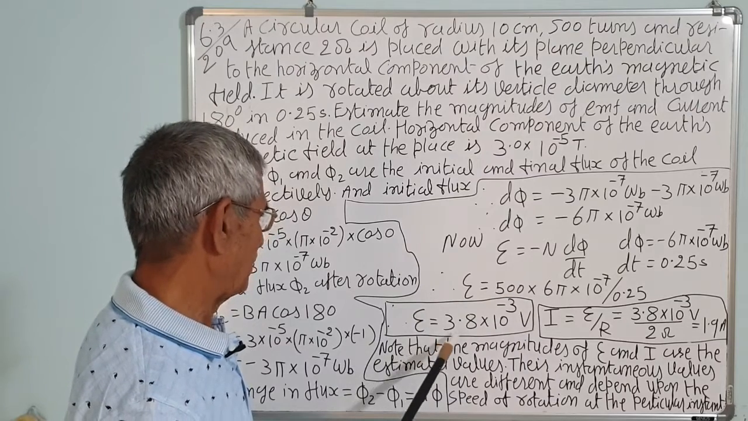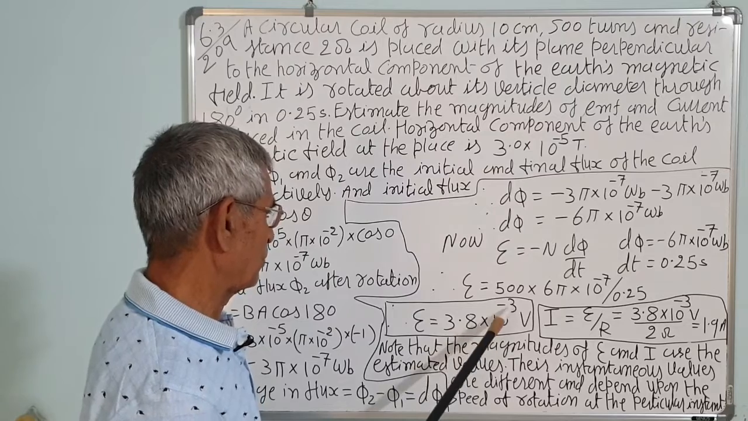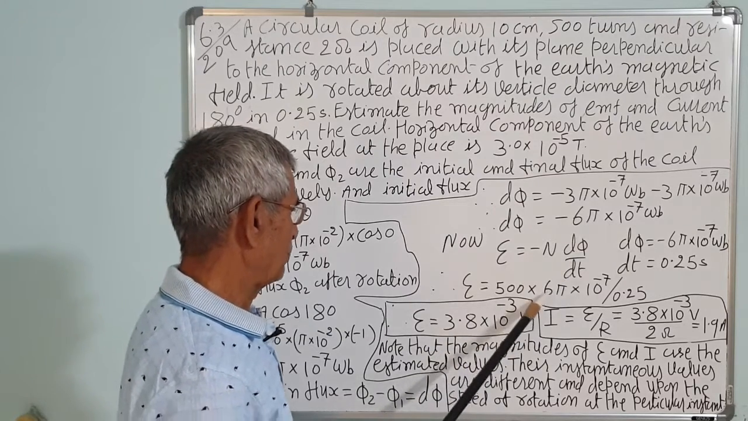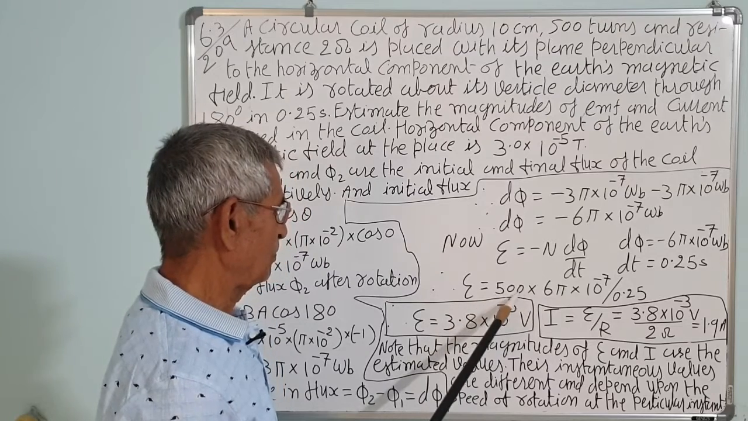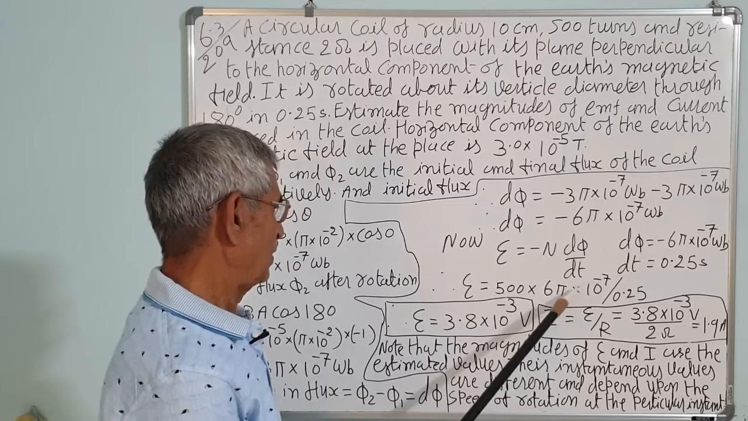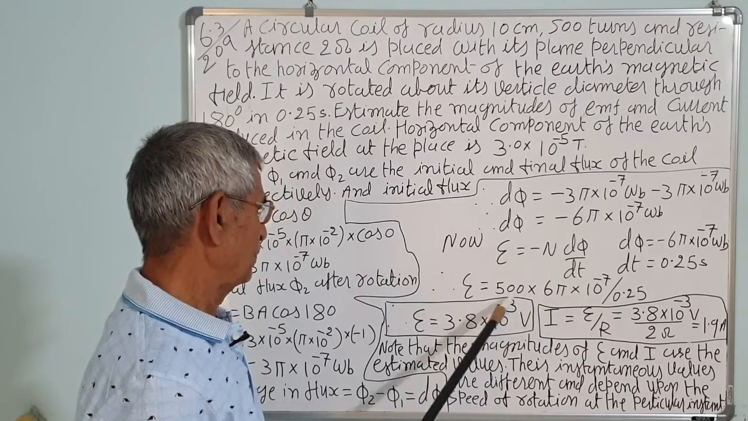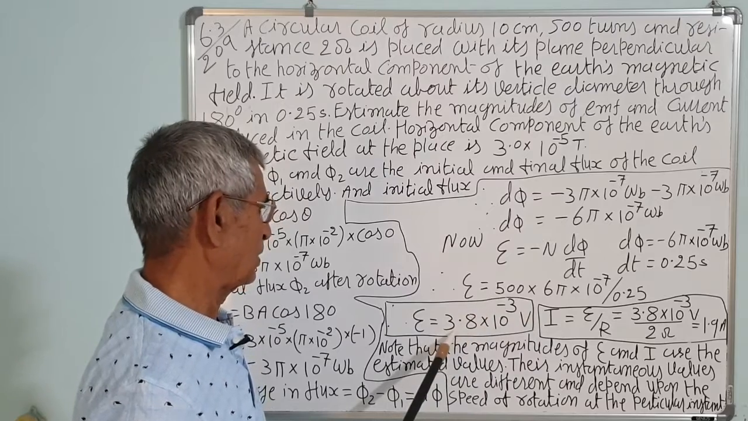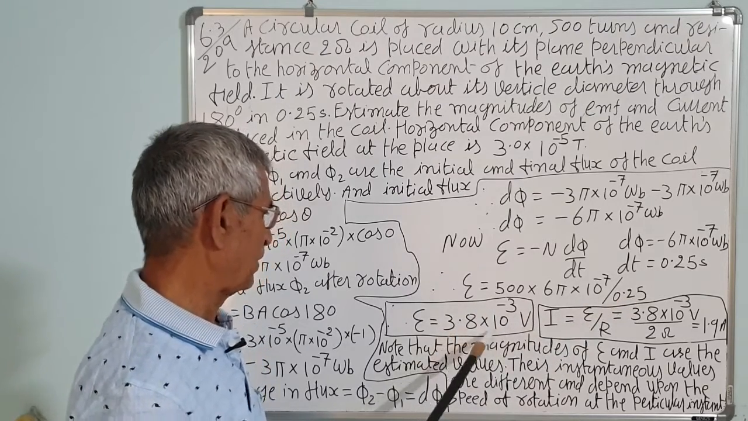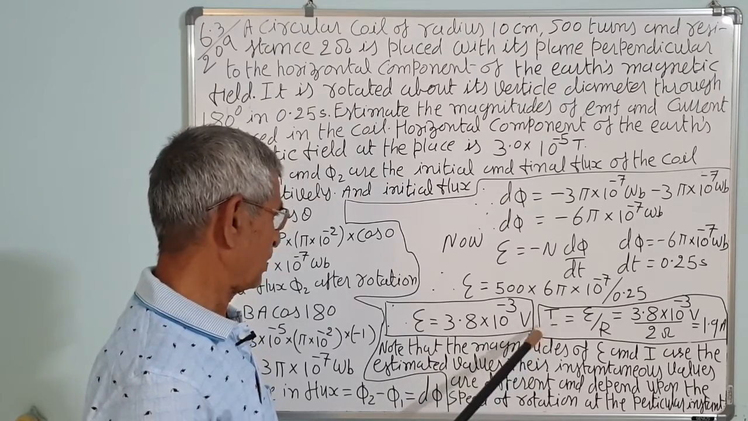Therefore, the EMF is equal to 3.8 into 10 raised to minus 3 volt. You can calculate this: pi into 6 into 500 is about 3000 times pi, with pi as 3.14, upon 0.25. That comes to about 3.8 into 10 raised to minus 3 volt. You can calculate this, being a 12th class student.